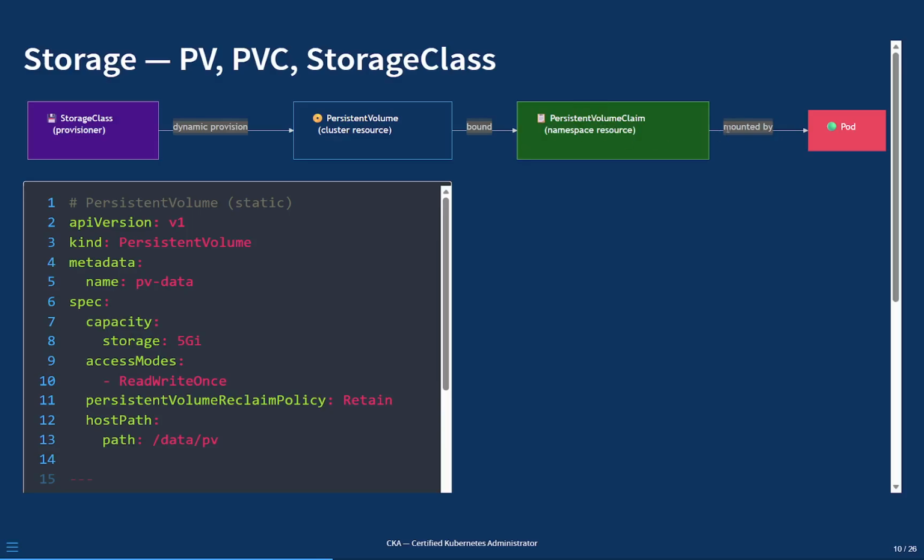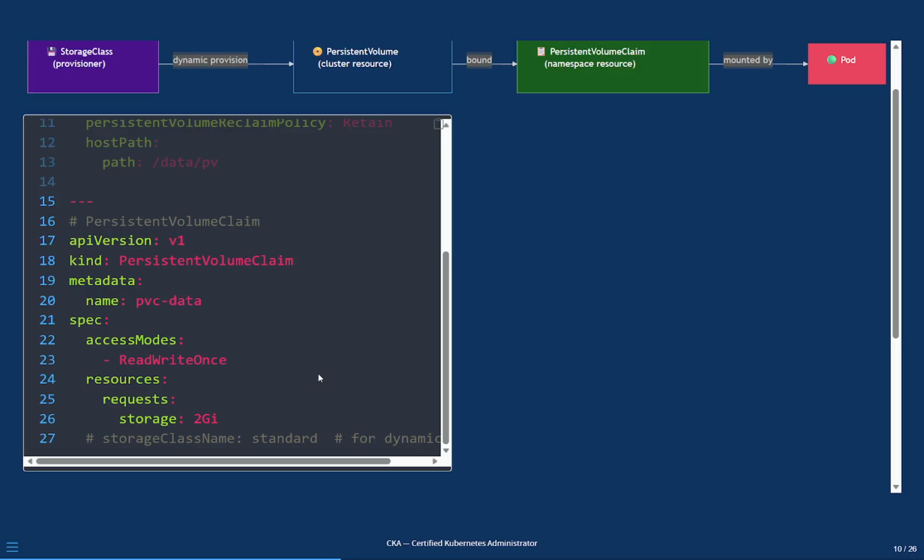Finally, the pod mounts the PVC as a volume. The YAML walkthrough on the right shows: first, define the PV with capacity and a hostPath. Then create the PVC requesting storage. Then the pod mounts the PVC, using persistentVolumeClaim.claimName.